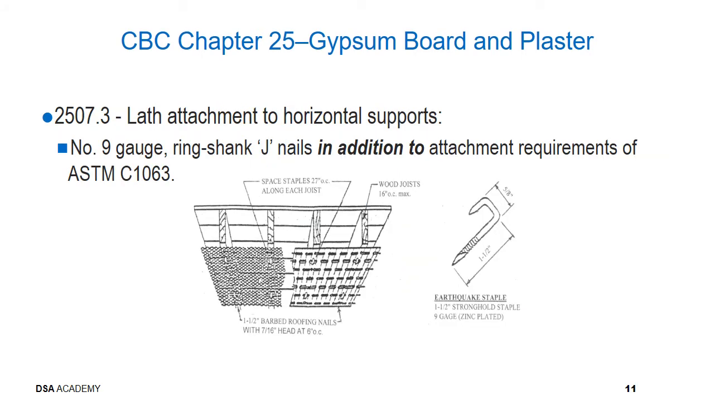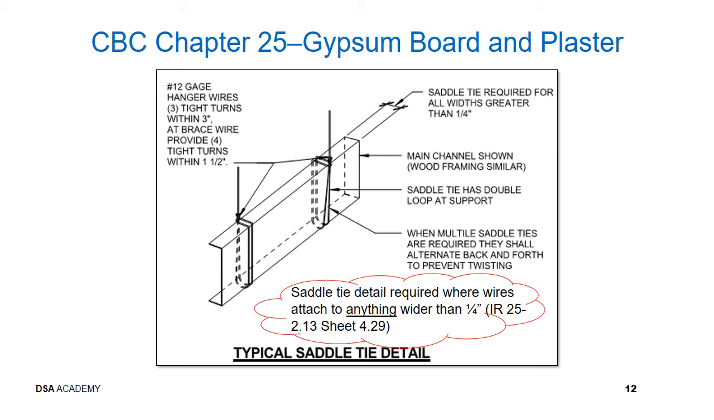CBC Section 2507.3 specifies the DSA amendment for the lath attachment to horizontal wood support. In addition to attachment requirements of ASTM C1063, number 9 gauge ring shank J nails are required. This picture shows a typical saddle tie detail. Several things to note. 1. Saddle tie is required for anything wider than 1/4 inch. 2. Saddle tie has double loop as support. 3. They alternate back and forth to prevent twisting.